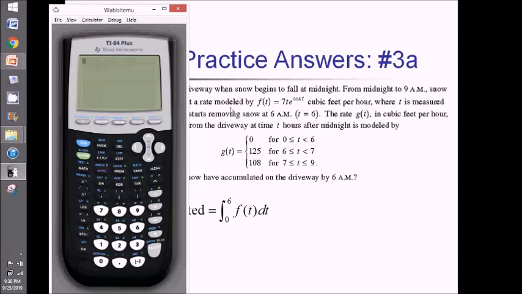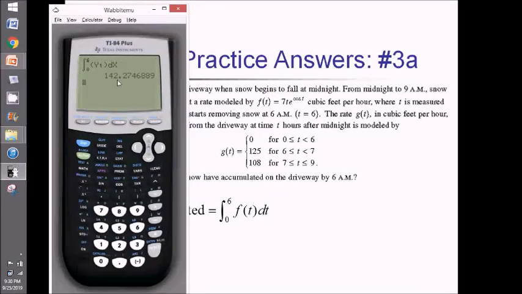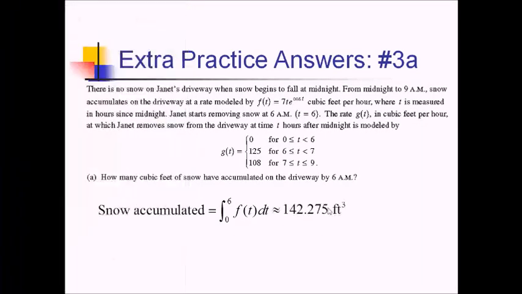Quitting out of this now, let me do math 9. So integral from 0 to 6 of alpha trace y1 dx. That gives me f of t in there. And pressing enter now, let's see how much snow is there. That's going to be 142.275, and that's cubic feet of snow.